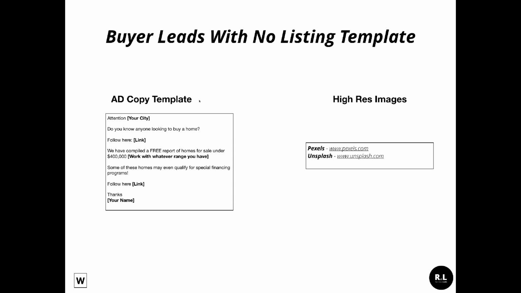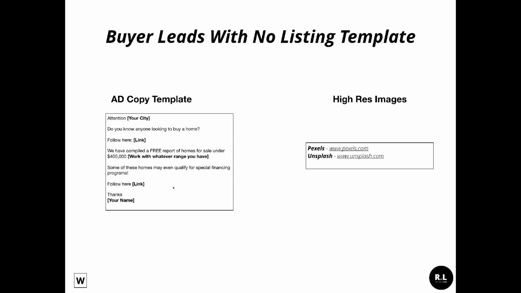First things first, what we have to focus on is creating a Facebook ad, where we're going to reach people within our area. We are going to create this ad where we compile a free report of homes for sale under an X amount, depending on how much your market value in your area is worth. It's entirely up to you. You'll compile the list. That's the first thing we want to focus on: the ad copy template.